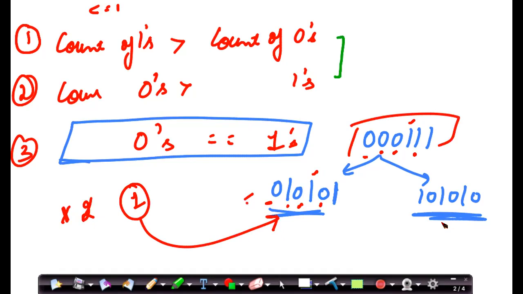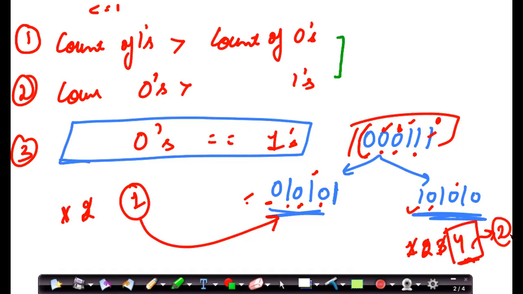Let's take the second case. What if 1 will be the first character? Then the first character is incorrect, 1 incorrect, second is correct, third is incorrect because 1 should come over here. Fourth is also incorrect because 0 should come over here. Fifth is correct, but sixth is also incorrect because 0 should come over here. So 4 incorrect positions, that means a minimum of 2 swaps will be needed if we want to make this string equal to this string. So we'll find out the minimum among them. The minimum among them is 1. So this will be our final answer.